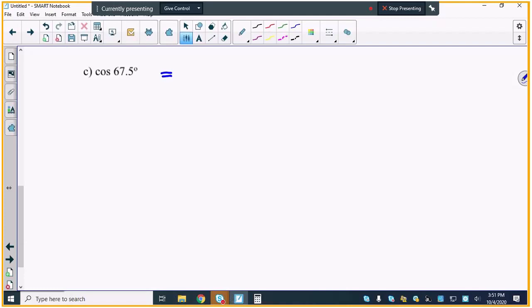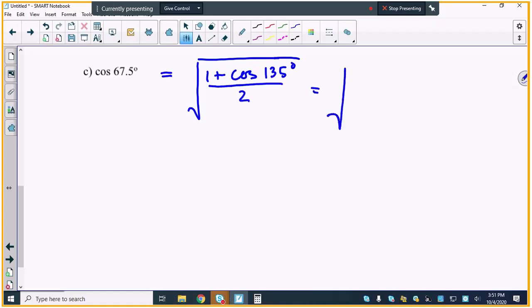Again, 67.5 degrees is in the first quadrant, so it's positive. I just use the formula: square root of 1 plus cosine of double of 67.5 degrees, which is going to be 135 degrees, over 2. And cosine 135 degrees is in the second quadrant.